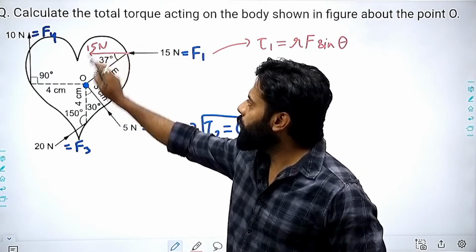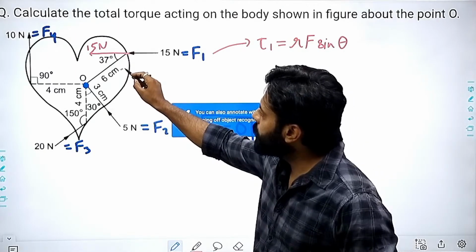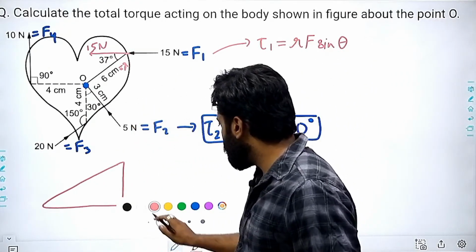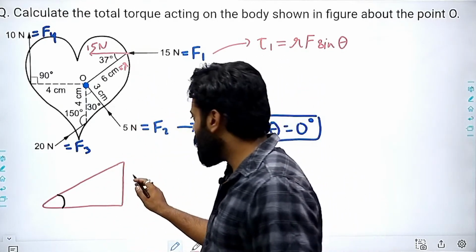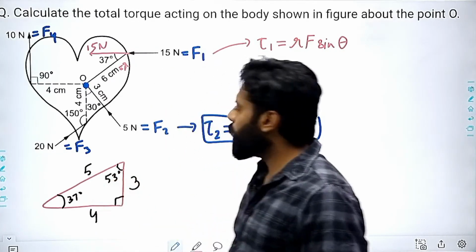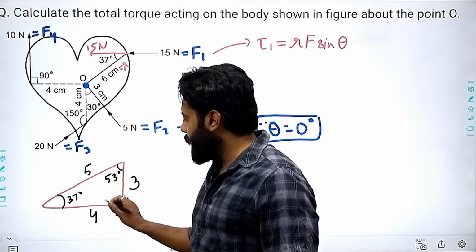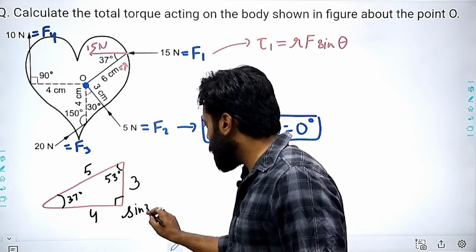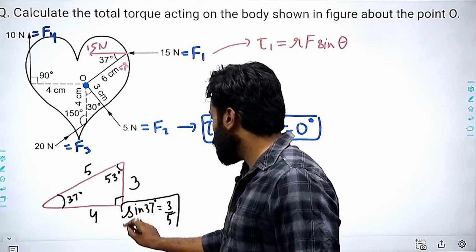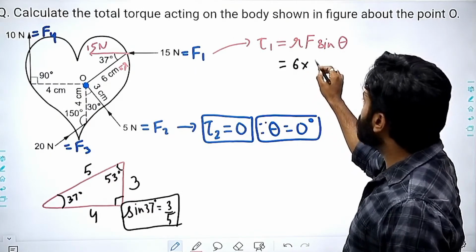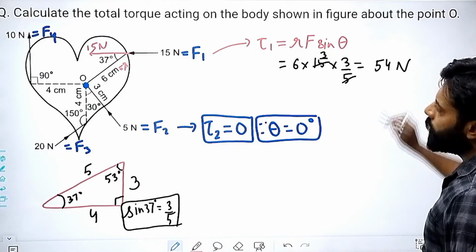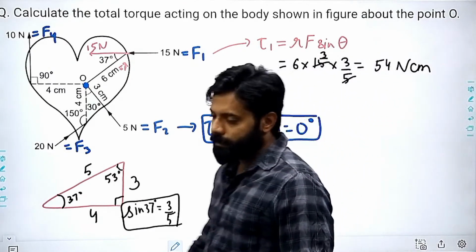So I know that 15 Newton is acting on this and the distance is 6, and I need to find the 37 degree. For getting the 37 degree angle, you must know about only one triplet, which is 3, 4, 5. This is 37 degree, this is 53 degree, and this is 90 degree. And you can easily find that sine 37 degree is equal to 3 by 5. So I can replace here: this is 6, this is 15, and this is 3 by 5. So 5 3s are 15, 3 3s are 9, 9 times 6 is 54. So it will be 54 Newton, and these units are in centimeter. So I'll be considering this in centimeter.